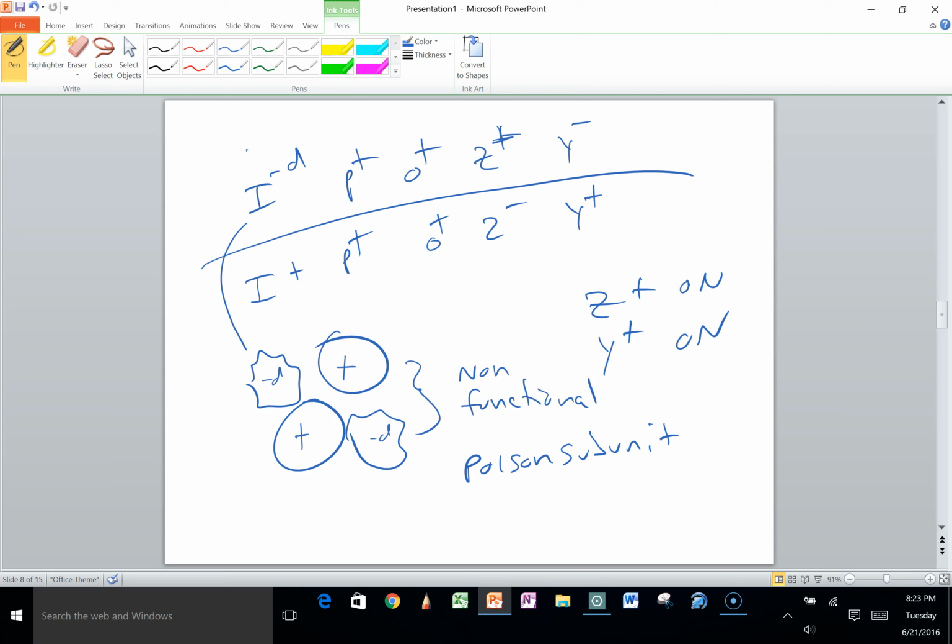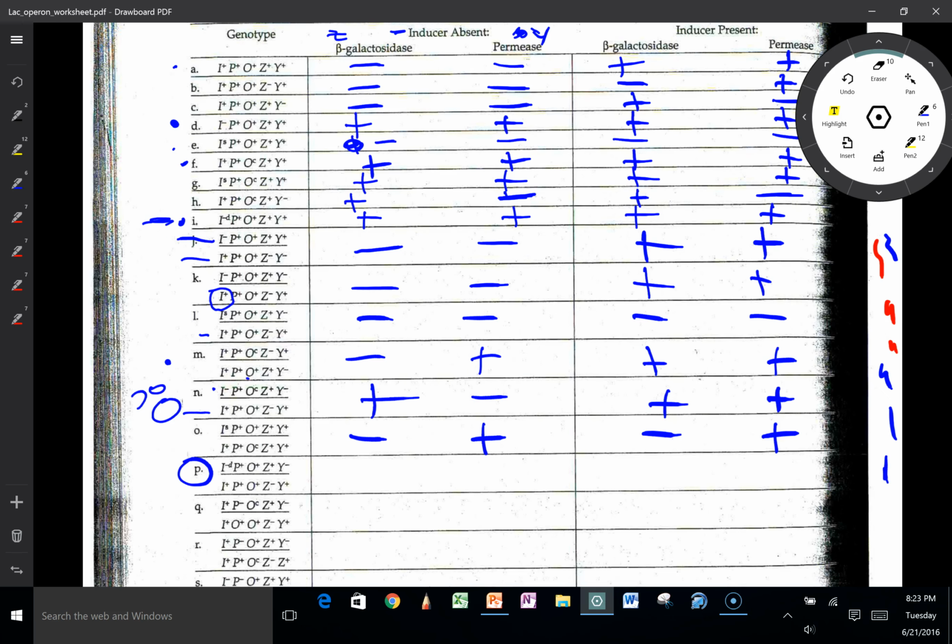So the I minus D is an I minus mutant where everything should be on all the time. But if it was just I minus, and you didn't make any repressor at all from the I gene, then the I plus would make a normal repressor and it would bind both operators and act normally. But if you have I minus D, which is dominant over I plus, it makes a non-functional repressor, and that repressor can't bind to either operator because it's messed up. So it acts in trans, and everything's on all the time.